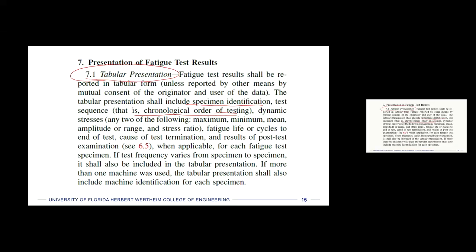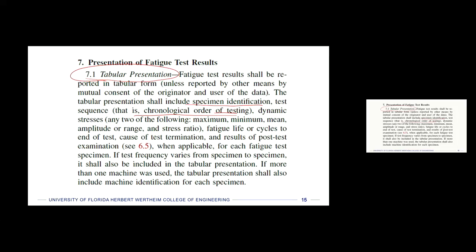Dynamic stresses, and they are very specific. They say any two of the following: maximum, minimum, mean, amplitude or range, and stress ratio, right? So you have to provide at least a couple of numbers so people can understand the stresses being applied. Fatigue life or cycles to end of test. Cause of test termination. Did you turn it off, or did it turn off by itself because it never failed? And end results of post-test examination when applicable.